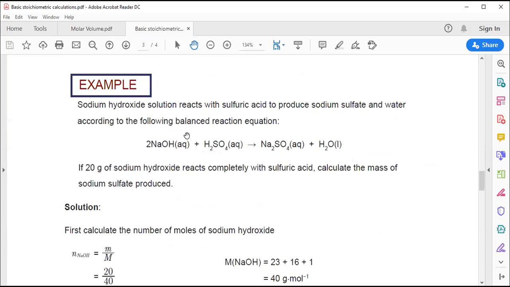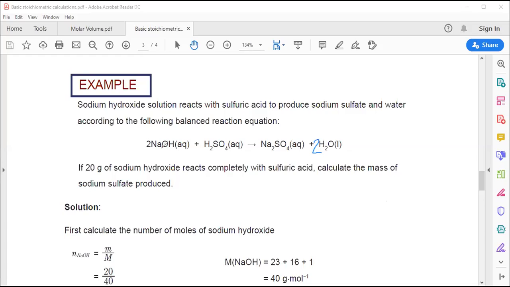Sodium hydroxide solution reacts with sulfuric acid to produce sodium sulfate and water according to the following balanced equation. It's supposedly balanced already, so you can just verify if you want. Sodium here is 2, sodium here is 2. Oxygen is 2 here, and oxygen here is 4. 2 plus 4 is 6, and here you've got 4 plus 1. This equation is not balanced, so there must be a 2 here to balance the oxygen.